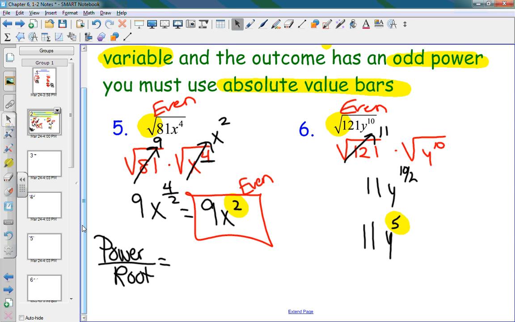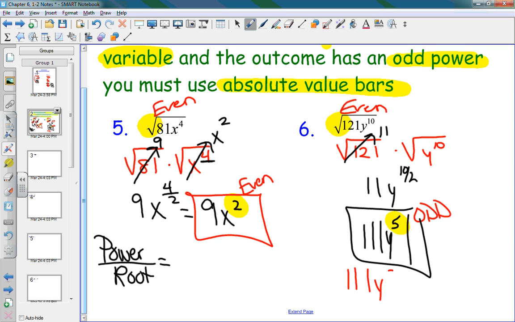Since that is odd, there's the possibility that that outcome could be negative. And am I allowed to take an even root of a negative number? No. So what do I have to do to make sure that this never turns out to be negative? I need to put the absolute value bars in there. So what I have is 11 times the absolute value of y to the fifth. Do we all understand that? That is ensuring that that y variable, whatever it is, is always going to remain positive, so I can take the even root of it. Does that make sense?